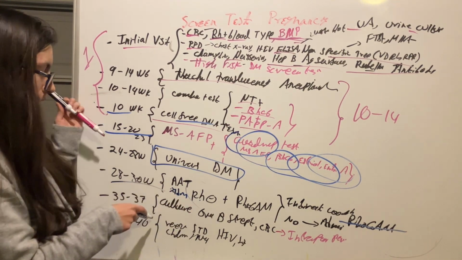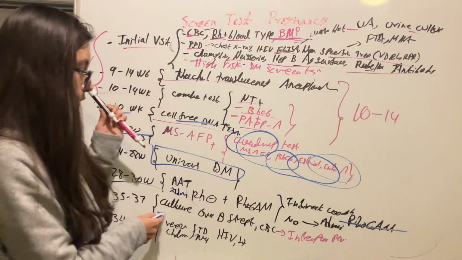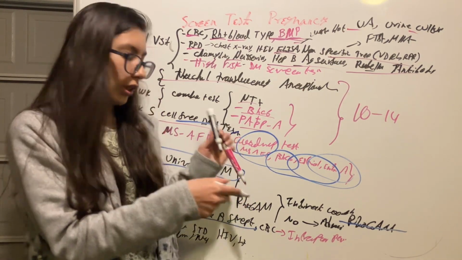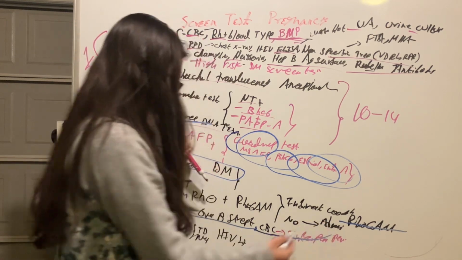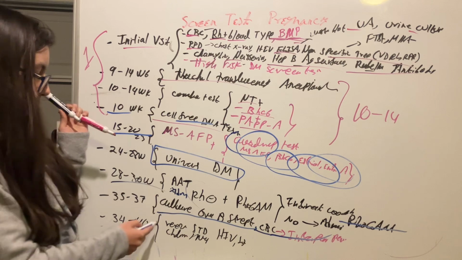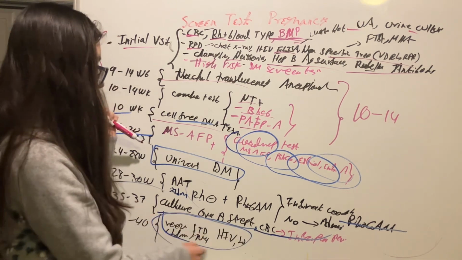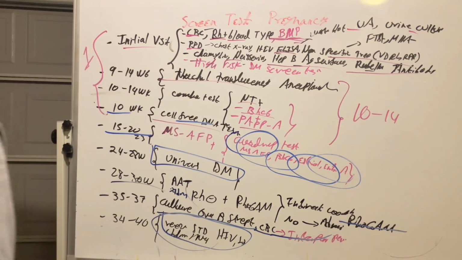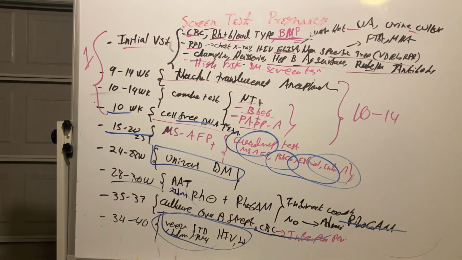Then at 35 to 37 weeks gestation, culture for group B streptococci, and we can repeat at this moment the complete blood cell count to evaluate for anemia. And at 30 to 40 weeks, we repeat the screen for sexually transmitted disease in high risk patients, or if the patient was positive on a previous test and she got treated.